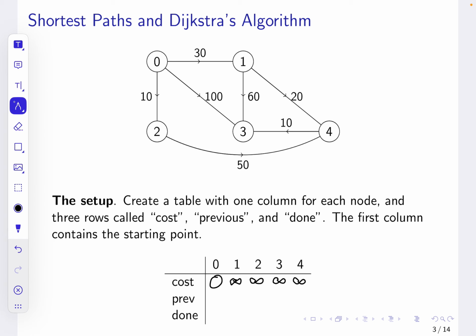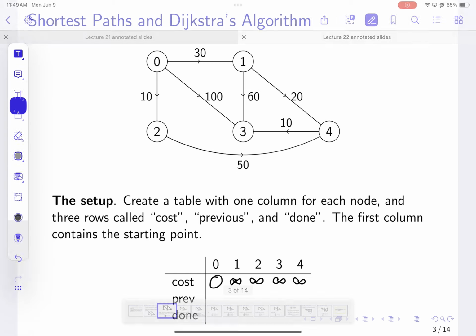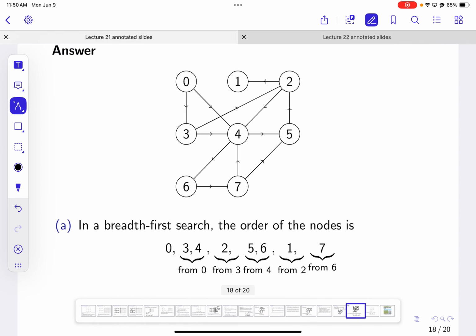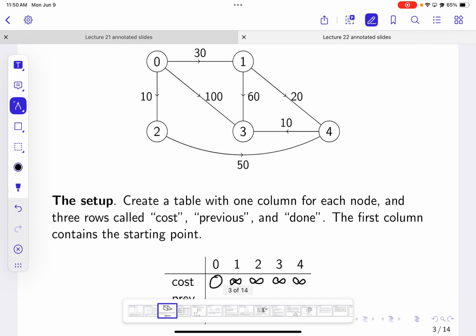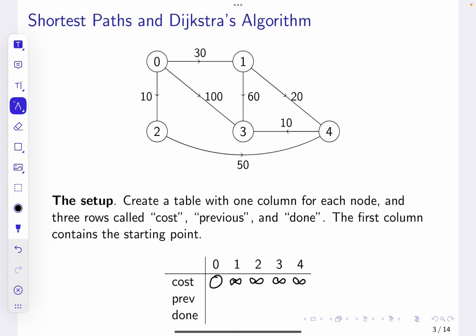And then we also have a row for the previous node for each node. This is going to play the same role as the from things from the simpler algorithm. But at the beginning of the algorithm, it doesn't really make sense to put anything there. There is no previous node from 0, and also no sensible previous node to any of the other vertices.